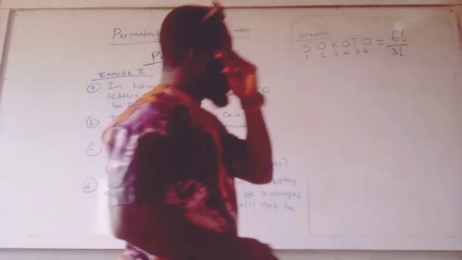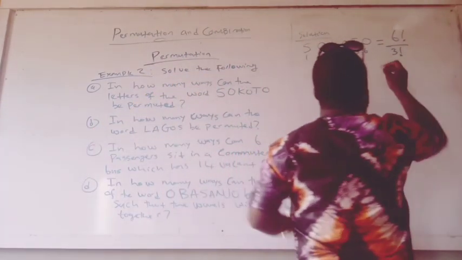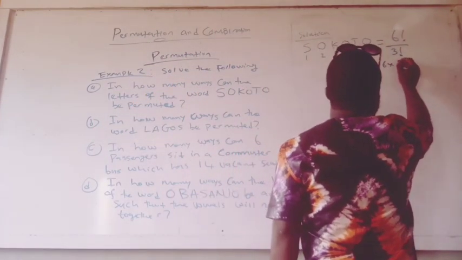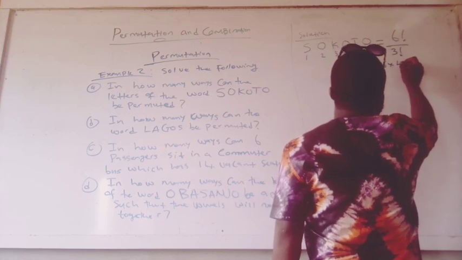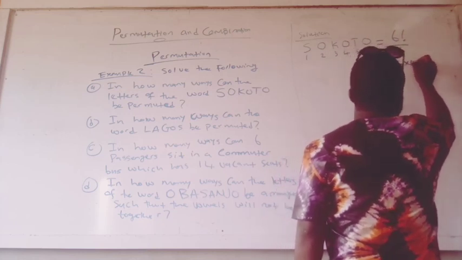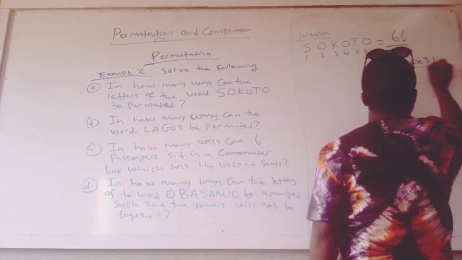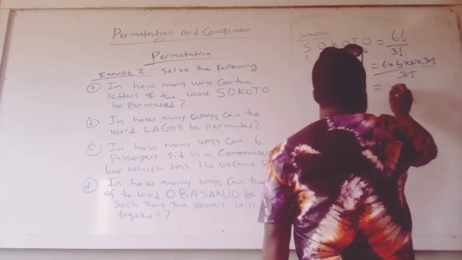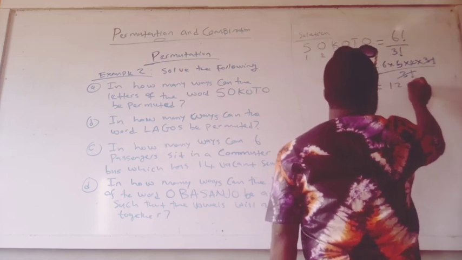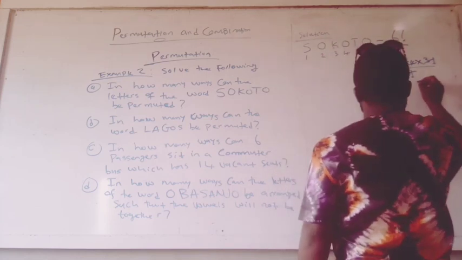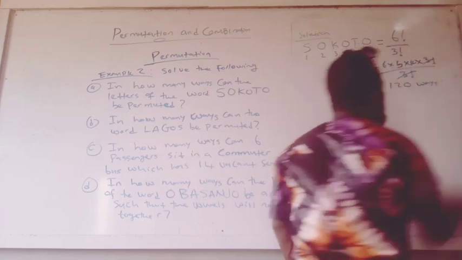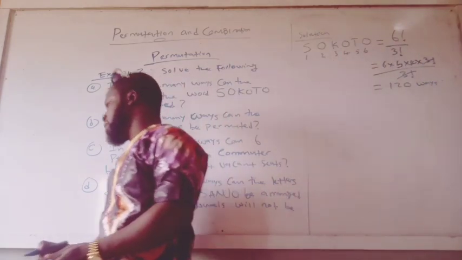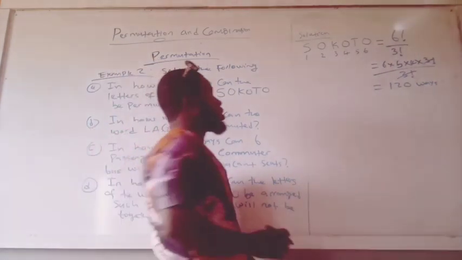So that's how to go about it. Now solve that. If you are going to solve this question, what we have is 6 times 5 times 4 times 3 factorial over 3 factorial. As you can see, 6 times 5 is 30, and that's 120 ways. So in this case, you have to use ways. That's 120 ways.